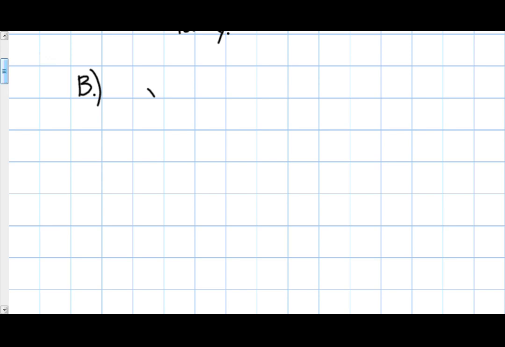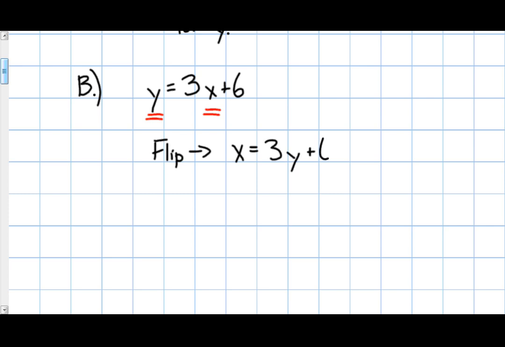So how about you have something like y equals 3x plus 6. Okay, so the first thing you're going to do is you're going to flip the x and the y variables. So there is my y variable, there is my x variable. So let's flip them. So I'm going to have x equals 3y plus 6.